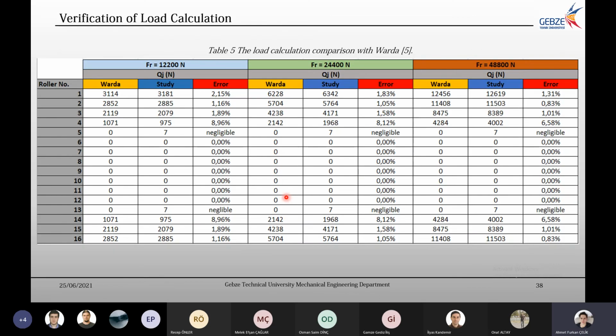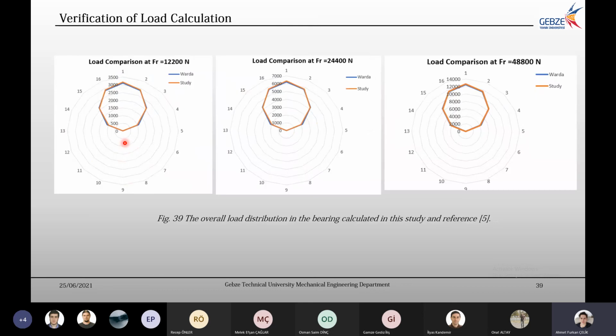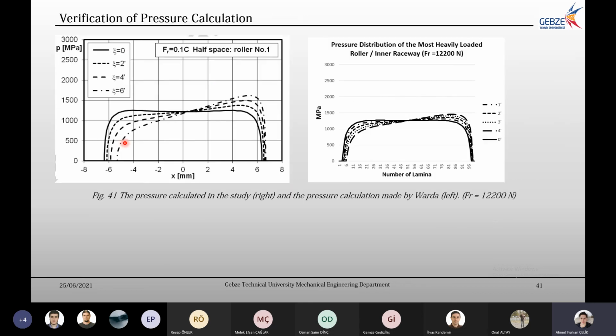And I have some verifications. These are my error rates in the project at different radial loads and at all the rollers. This is a comparison. So as you can see, it's very similar to Varda's methodology. And also, again, for the pressure as well, this is a graph from Varda, and this is a graph from my study. I go up to 4 arc minutes because the standard states that. So we take this graph as a reference. As you can see, I'm really close to 1500, and it's really close to 1500 too.